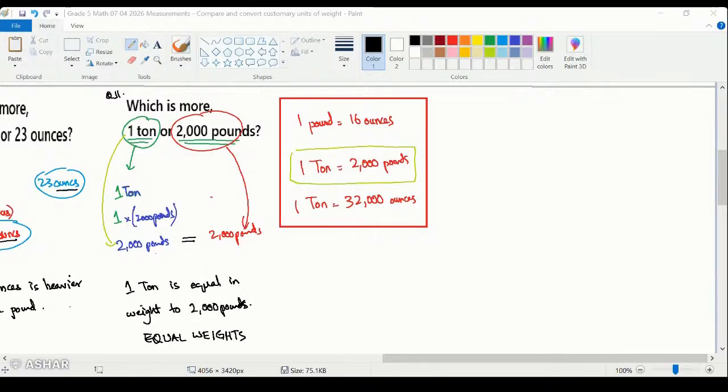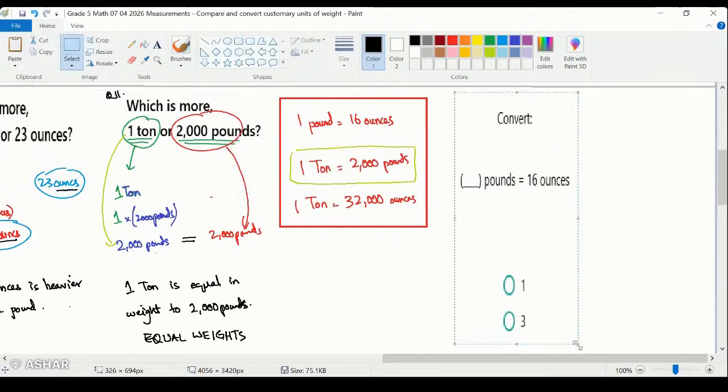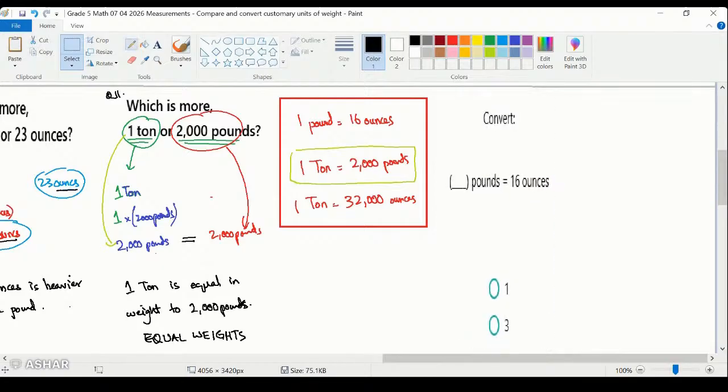Okay, perfect. The first question from the test says, convert ounces to pounds, right? This is our question number one from the test. We have the conversion right there on the screen. Very lucky for us, right? We could say 1 pound is 16 ounces. It's an easy, basic conversion. Okay, let's do the next one.